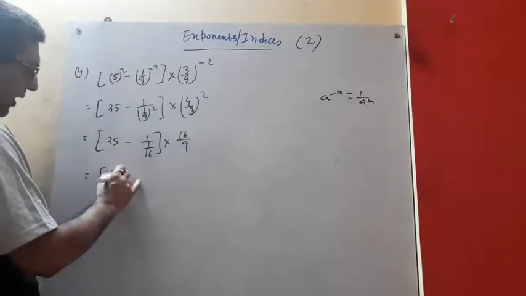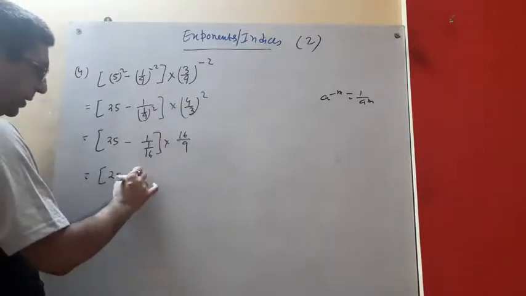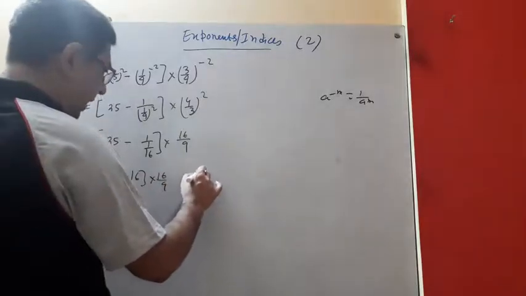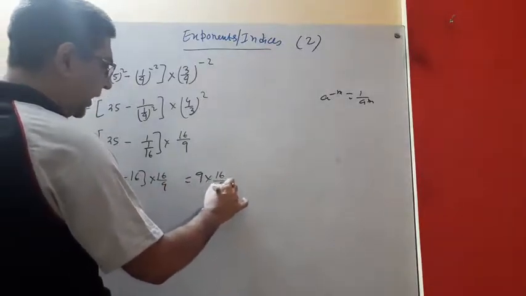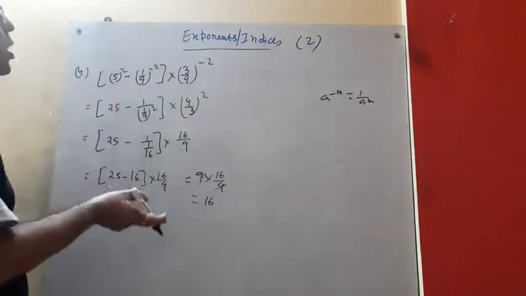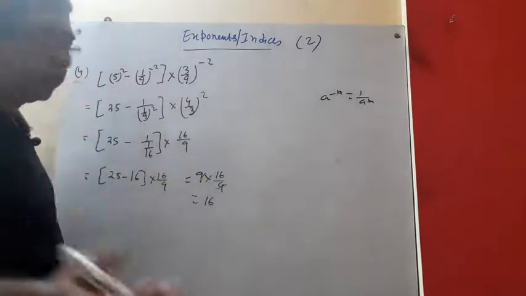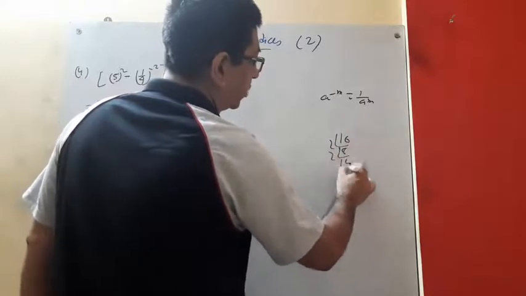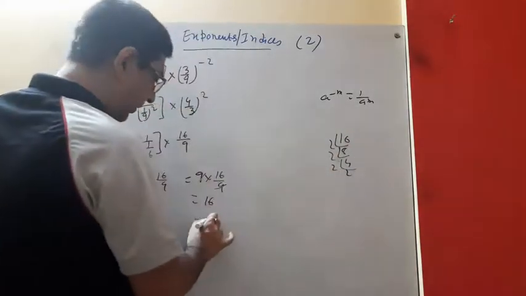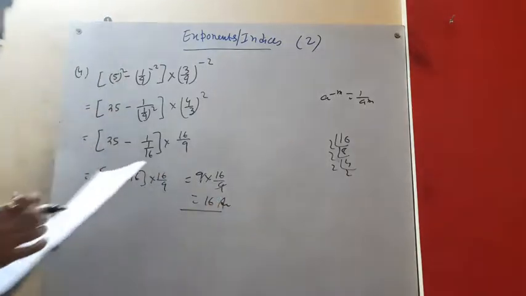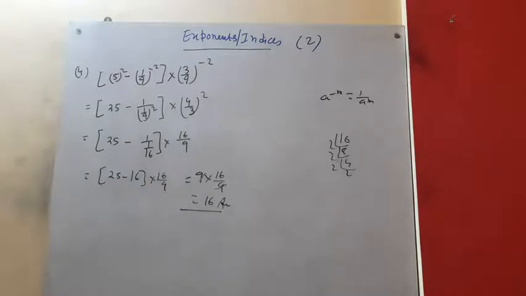Now what will come? 25 minus, this will go up, 16 into 16 by 9. So we are getting 9 into 16 by 9. This is equal to 16. If they ask you to convert it in the exponents form, you can go for 16, that means 2 to the power 4. But no, it is a simplification, so this will be the answer. Okay. Now we go to the next one. This type of sums are coming in the exams.